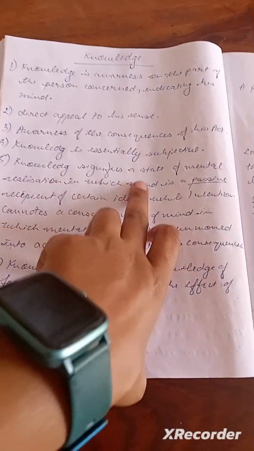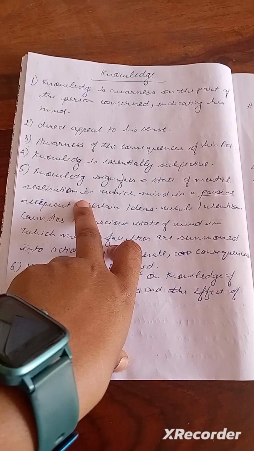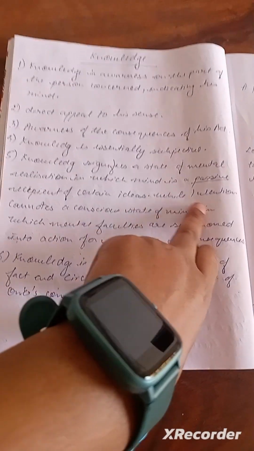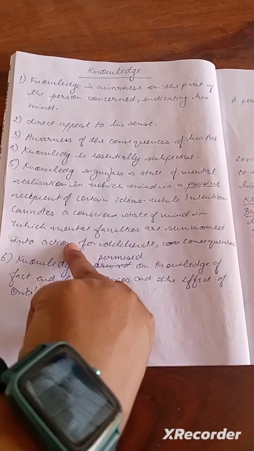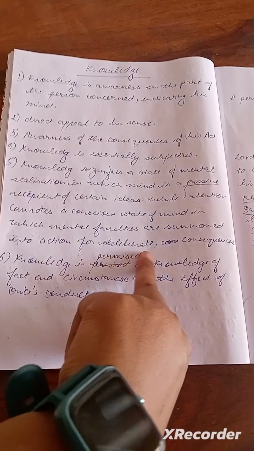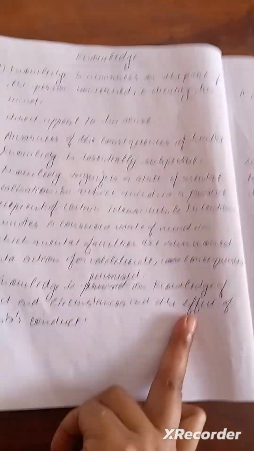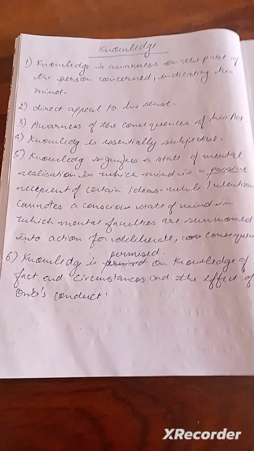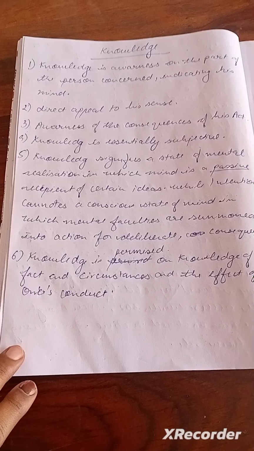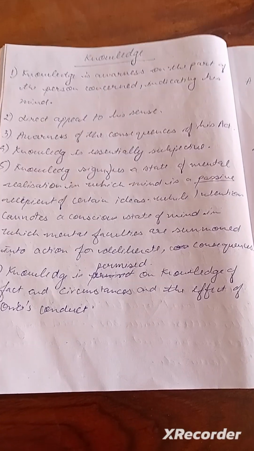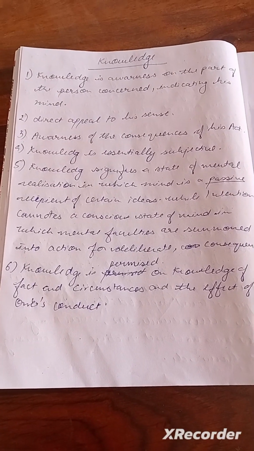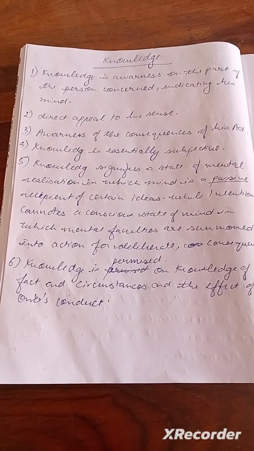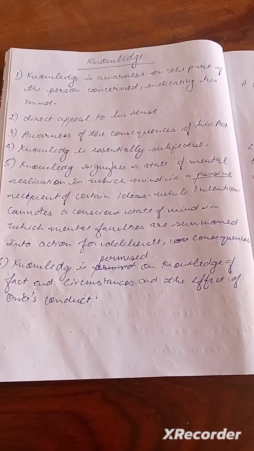Fifth, knowledge signifies a state of mental realization in which the mind is a passive recipient of certain ideas, whereas intention connotes a conscious state of mind in which the mental faculties are summoned into action for deliberate consequences. For example, if a person has an intention of murdering another person, like A is shooting B, here A is shooting B consciously. He has made all the plans. He is conscious that if he shoots the person on his forehead, he is going to die. So he is also acting on it.